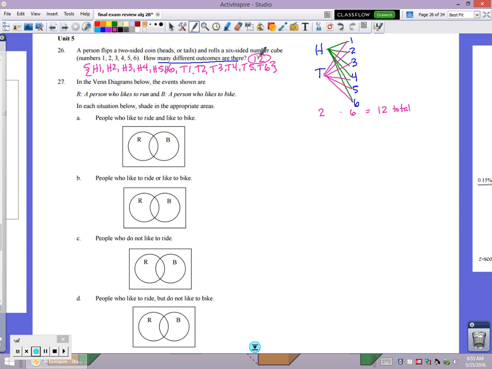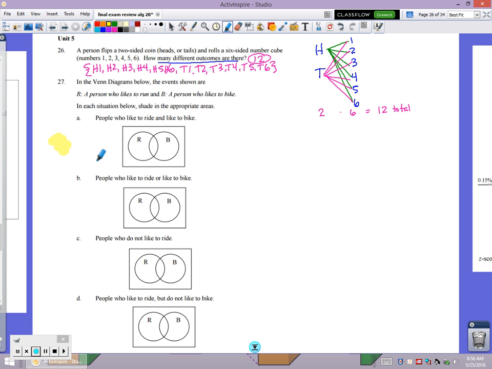All right. In the Venn diagrams below, the events shown are A, a person who likes to run, and B, a person who likes to bike. In each situation below, shade in the appropriate area. So, let me see how big my highlighter is. I'm going to make it a little smaller. Okay. In each situation, shade the appropriate area.